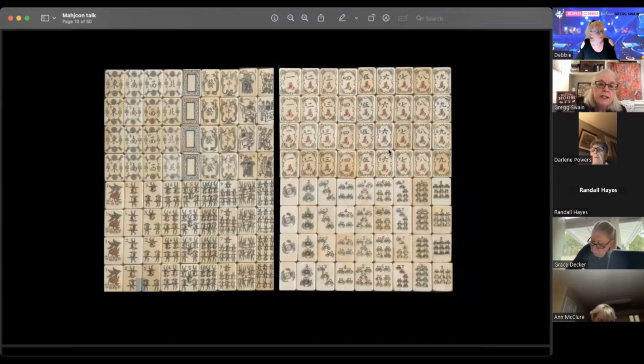And these are just, I just wanted you to see, we're not going to talk about them, but these next three slides are images from the Japanese Mah Jongg Museum, which unfortunately has closed.